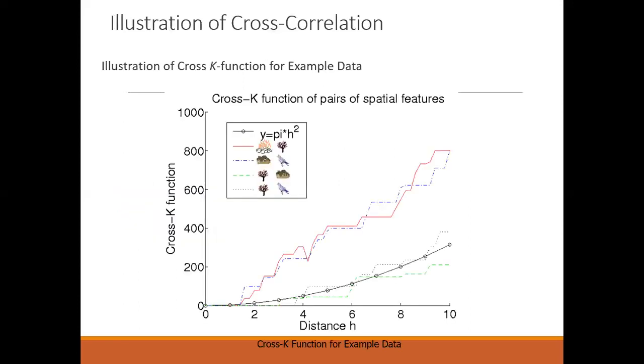Illustration of the cross-K function: for example, if you take the x-axis, the distance is given. If you take the y-axis, the cross-K function is given. And these two are cross-correlated with the help of the K function of pairs of spatial features. The features can be the trees in the forest, the houses in the forest, the bird houses, the birds, the bushes in the forest, and it goes on and on, to correlate among these and to find the patterns in the forest.